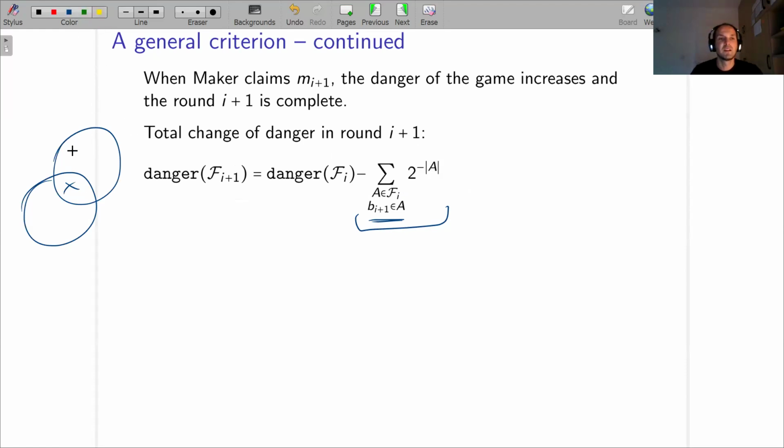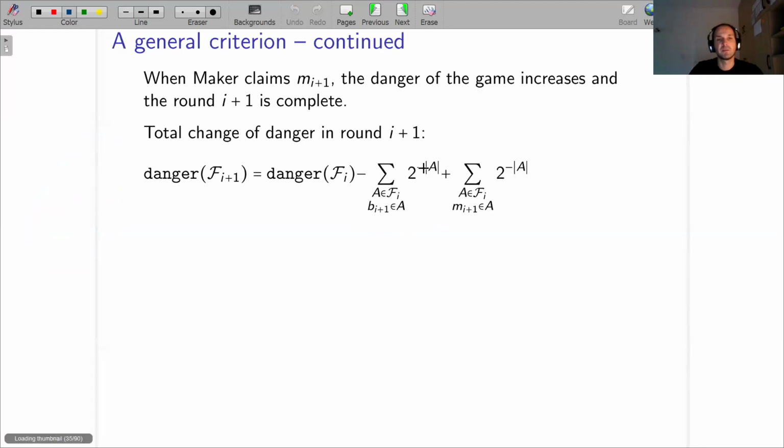Danger previously of this set was 2 to the -4, and let's say here 2 to the -5. But when breaker plays this, because these sets are removed, this danger goes to 0. So this is the change of the danger when breaker plays his element. And then when maker plays the element, what happens there in these sets?